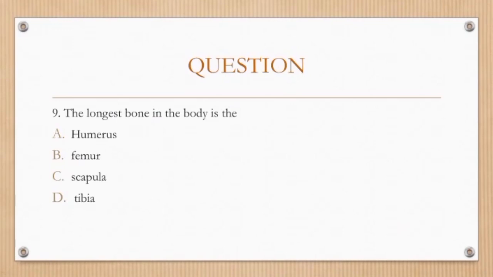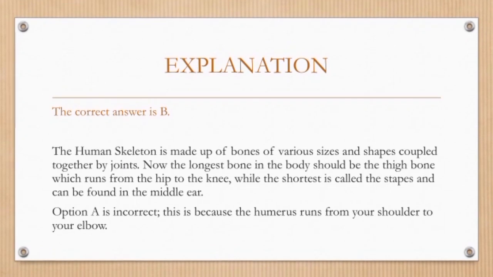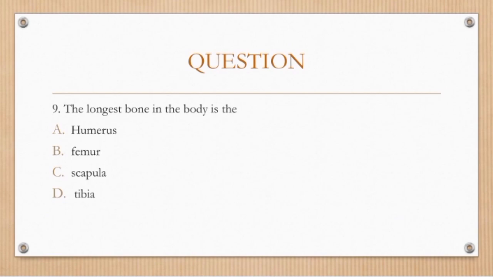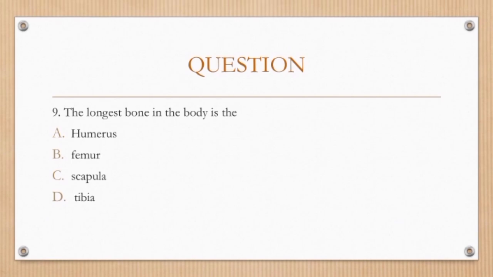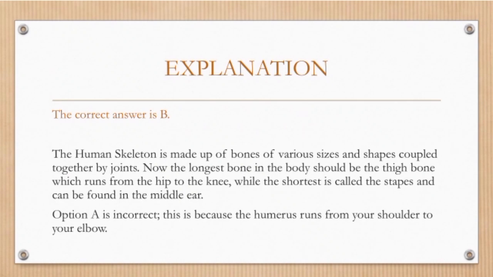If you don't know the answer, it's very important you note it, because you might see this question again. The options are A, the humerus, B, the femur, C, the scapula, D, the tibia. So what is the answer? The answer is the femur. The femur is the longest bone in the body.